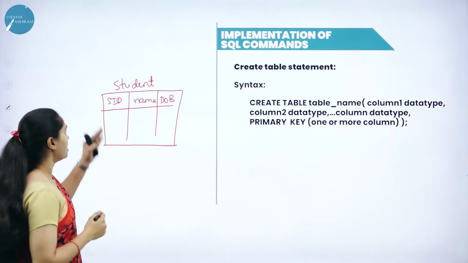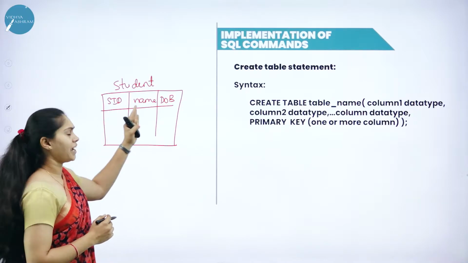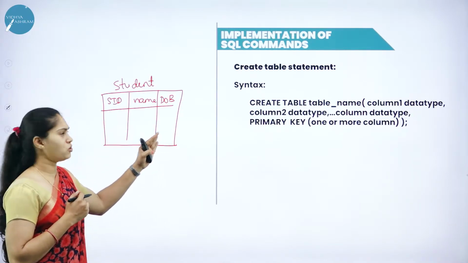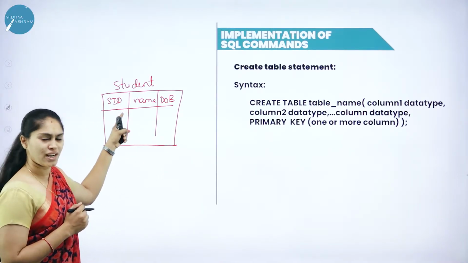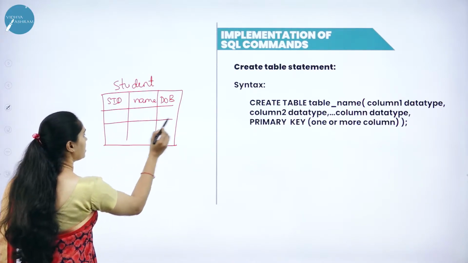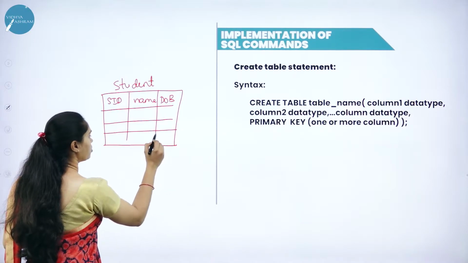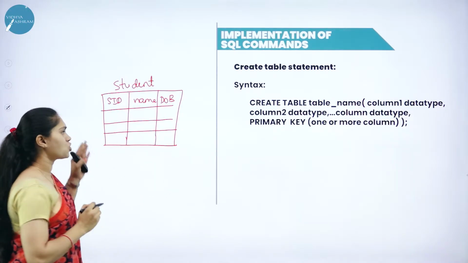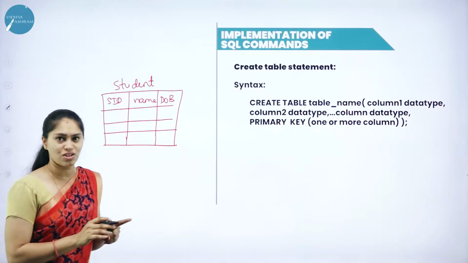What I am saying now, student is a table name and I have 3 columns that represent the attributes of this table, that includes student ID, name, as well as the date of birth. So now I wanted to have 3 rows for this. That means I wanted to have 3 records for this student. This is the physical structure of a table.